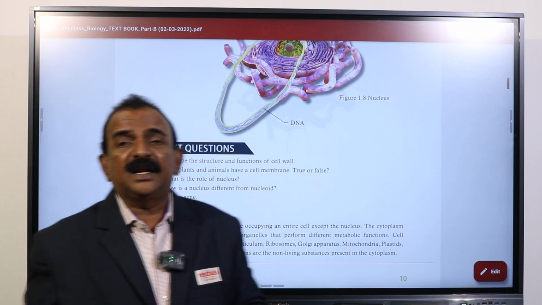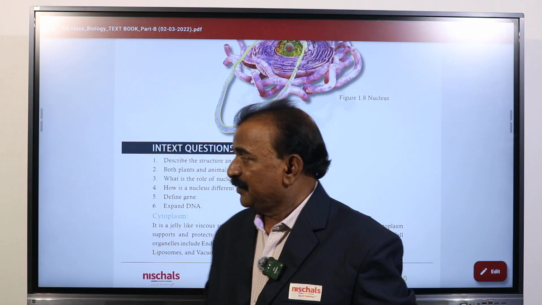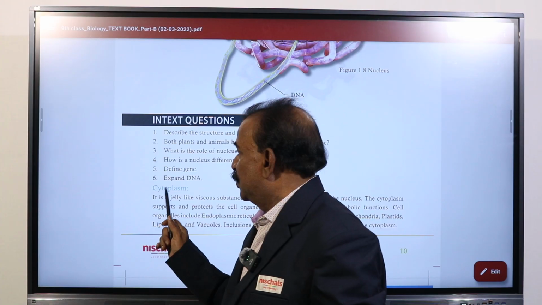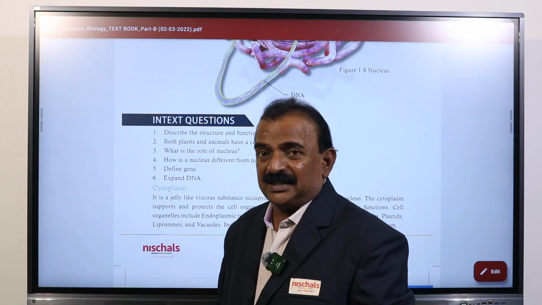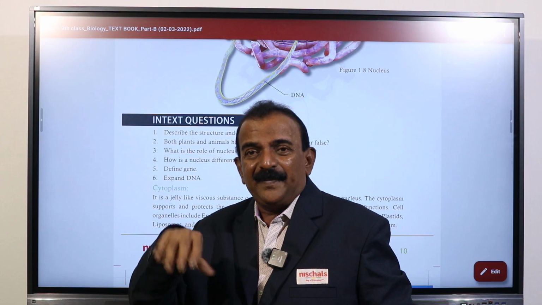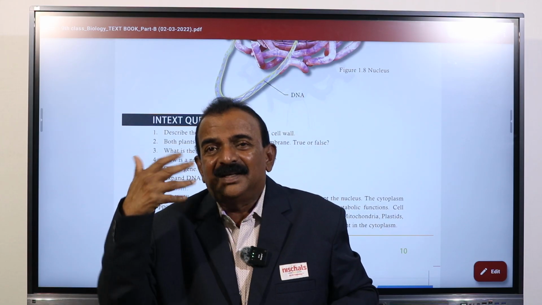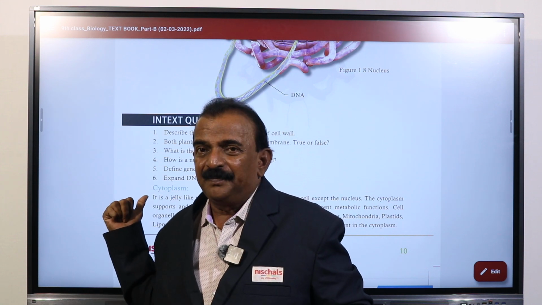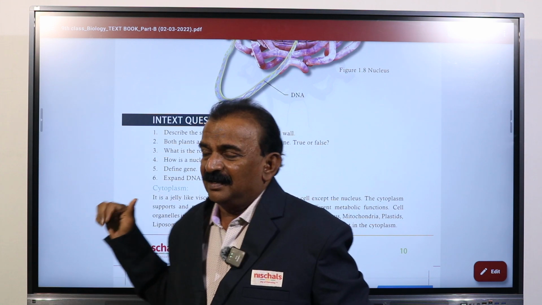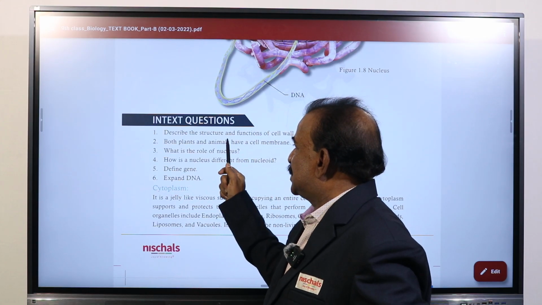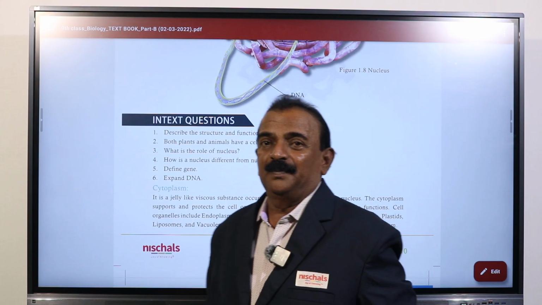Here on the interactive flat panel, there are 6 questions. So 1, 2, 3, 4, 5, 6, like that. 6 questions are there, and all questions are very easy. Why? Because already we discussed the concepts in this topic, cell, its structure and function. And now I am reading the first question. Describe the structure and function of cell wall.